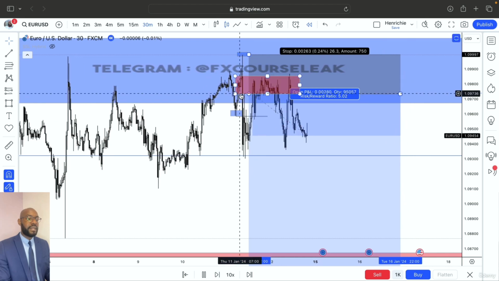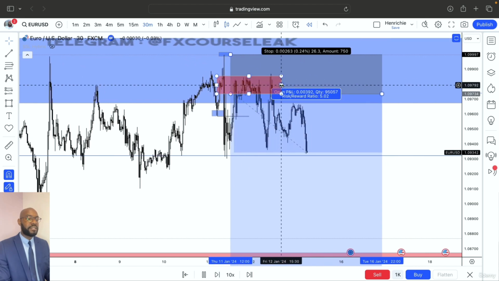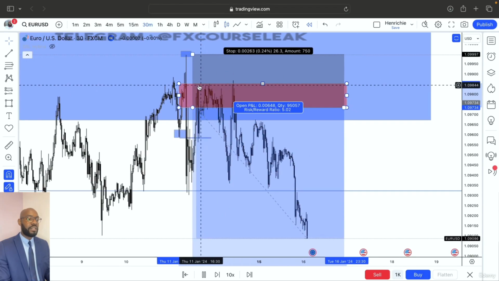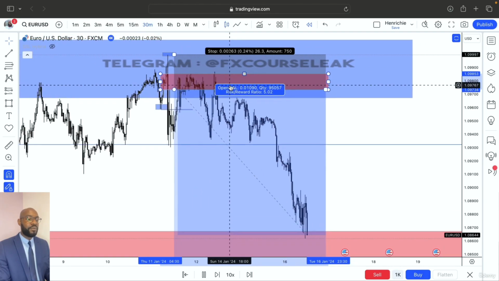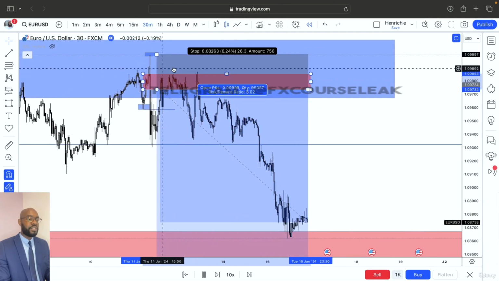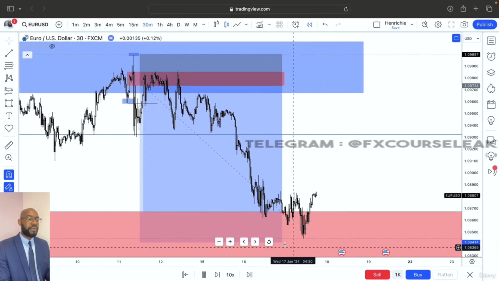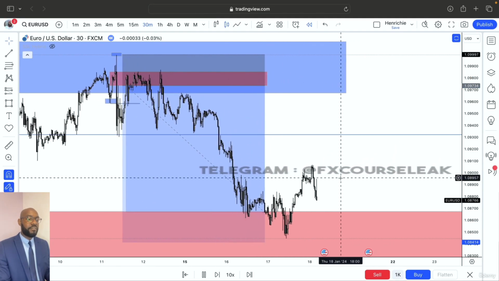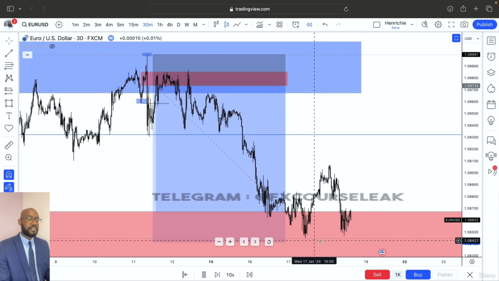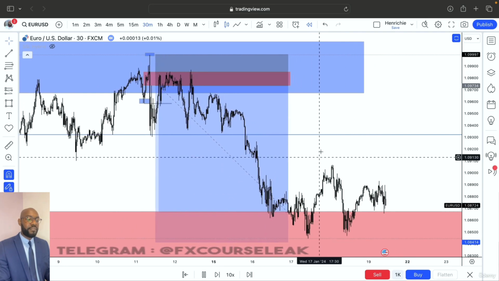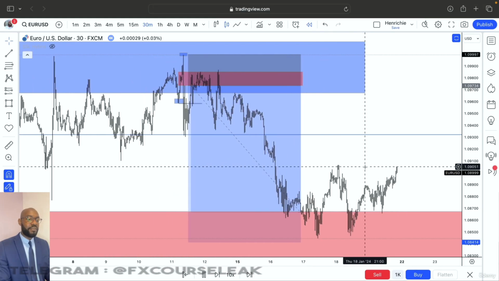So you can see how price came into the inefficiency several times, but still sustained to run above it, took liquidity above it, but still didn't rally above the stop loss zone. So you can see how this plays out very nicely, and price went straight to the take profit position. It came very close to the take profit, but it didn't hit the take profit.